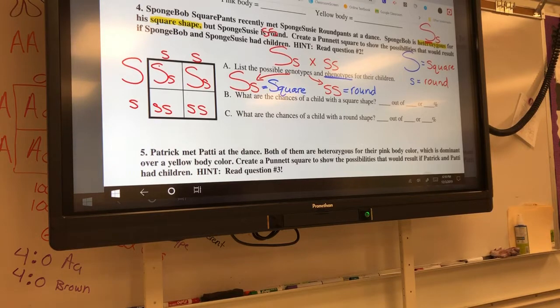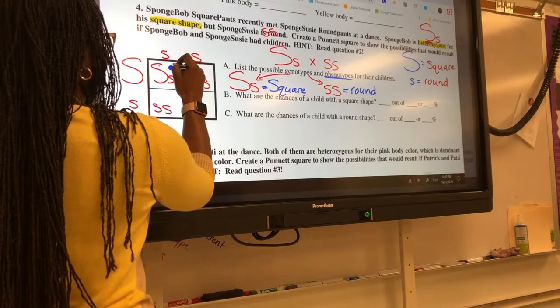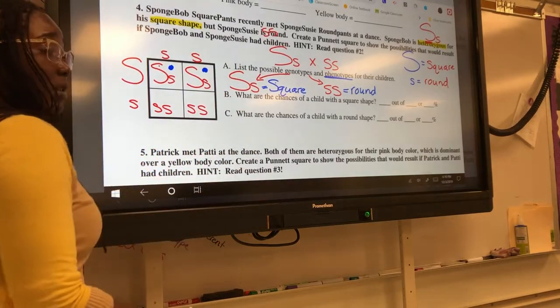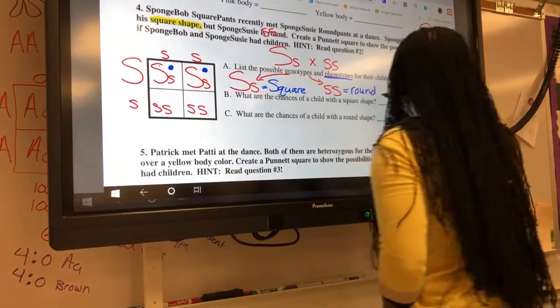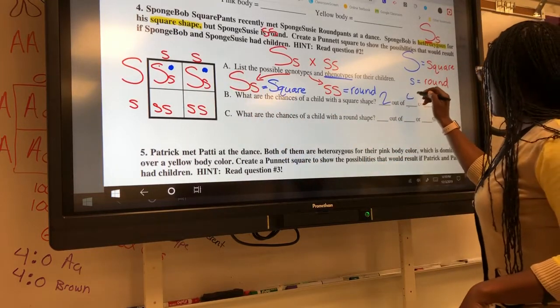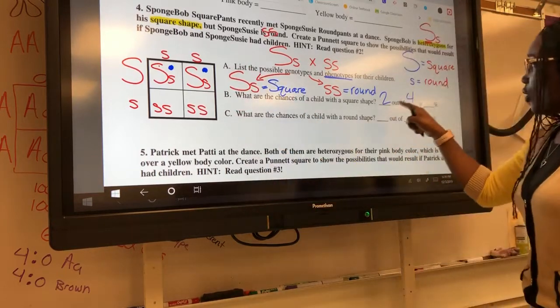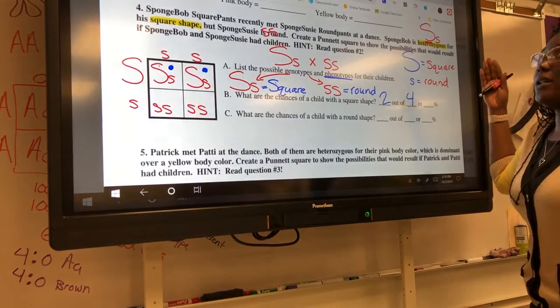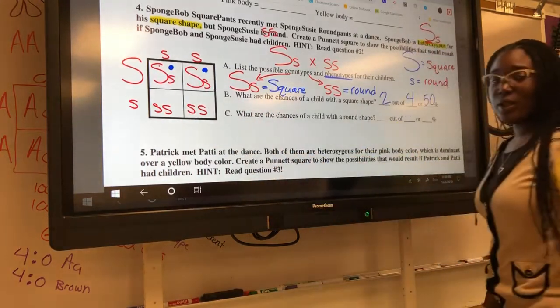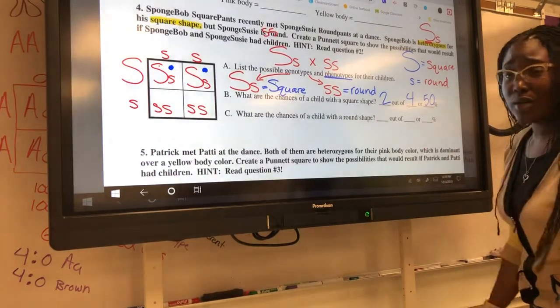No. We now have to get the percentages of what we just figured out. So B says, what are the chances of having a child square shape? All right, so this one has at least one capital, so that's square. This one has at least one capital. All right, so therefore these two will have what shape? Square. So therefore you will put two out of what? What's my total? One, two, three, four. We have a total of four boxes. Two out of four. Let's use some money here. If I have two quarters, how much money is that? Exactly, 50 cents. So therefore, that's 50%, because each box represents 25%. Go back to quarters. You've had two quarters, 50%.